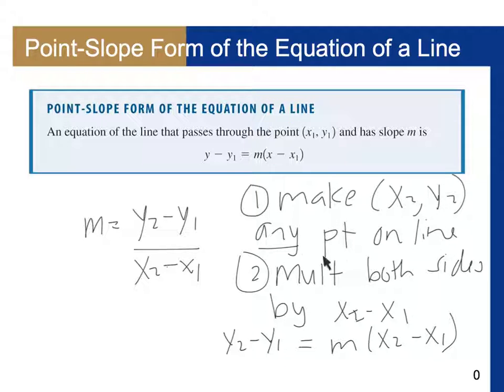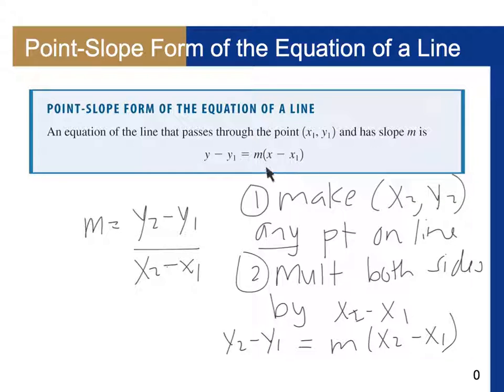Make that second point any point on the line. In other words, we're going to make it a variable. So it's not going to be some particular point x2, y2. It's going to be y and x that can vary. They'll be variables. And when we do that, we get this. Now we don't have y2 here, we have y, and we don't have x2 here, we have x. Those are the variables in our equation. So that's how we get that point-slope form.